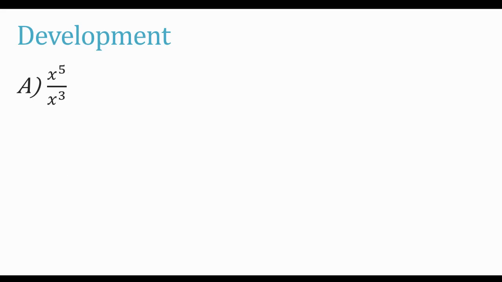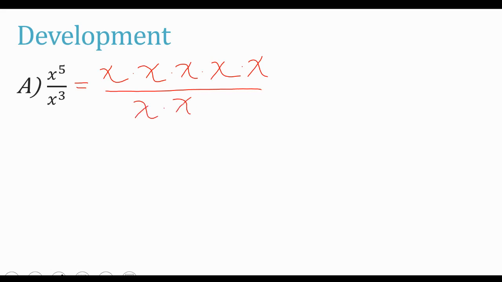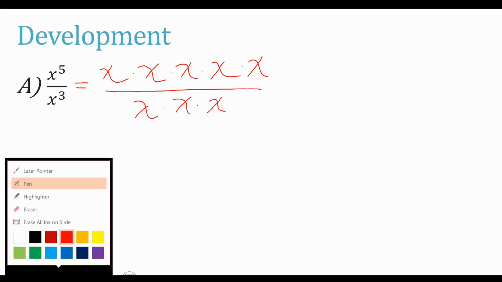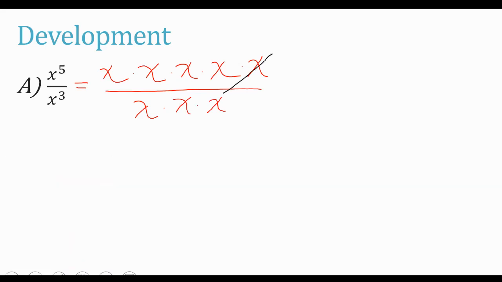There are two ways to do this. The first way I'm going to show you is to expand both of these and cancel out. x to the fifth is the same as saying x times x times x times x times x, 5 times. And the same thing with the denominator: x to the third is x times x times x. Now we know that we're able to cancel some of these out. We can cancel out this pair, and this pair, because anything divided by itself is just 1. So we're left with 2 x's, which is equal to x squared.